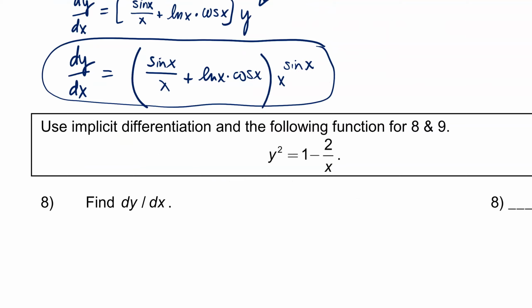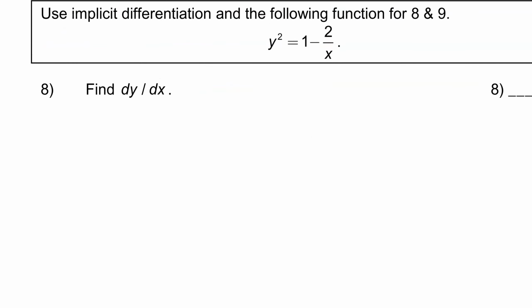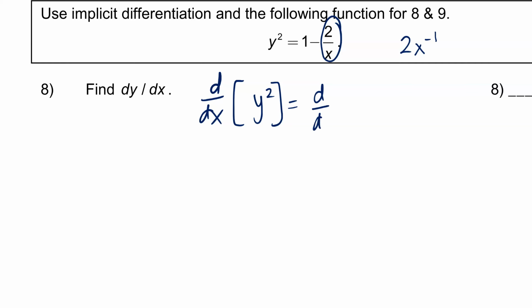Am I good to scroll up? Okay, find dy dx. So keep in mind this 2 over x is the same thing as 2x to the negative 1. Cool. Okay, find dy dx. So I'm going to use implicit differentiation. I'm going to take d dx of this whole thing, y squared, and then take d dx of 1 minus 2x to the negative 1.